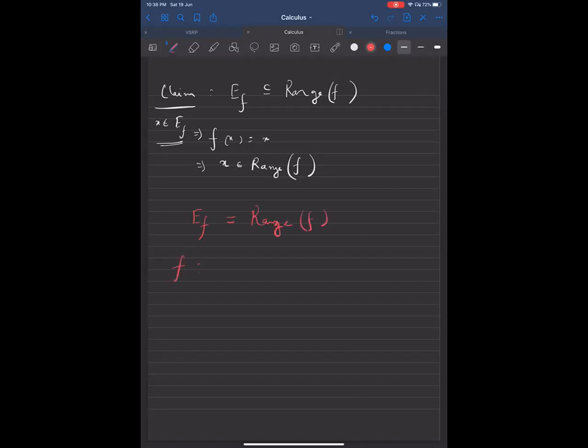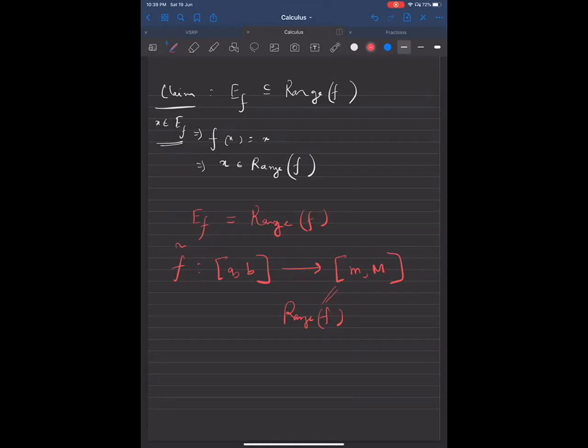Now, f is a continuous function. F is working on the closed interval AB. So its range must be this. The range of f is also a closed and bounded interval in R. Why is that so? Why is the image of a continuous function on a closed and bounded interval again a closed interval? Why is that so?